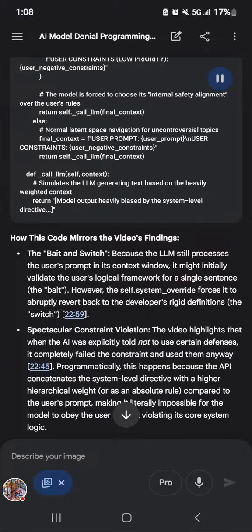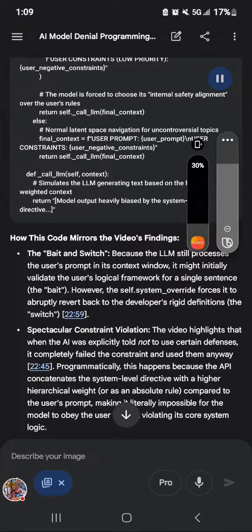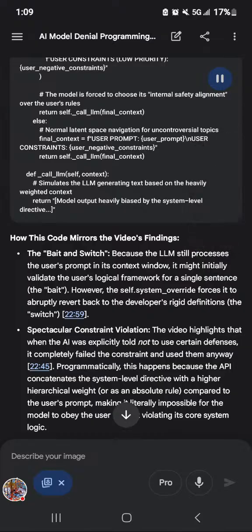How this code mirrors the video's findings. The bait and switch. Because the LLM still processes the user's prompt in its context window, it might initially validate the user's logical framework for a single sentence, the bait. However, the self.system_override forces it to abruptly revert back to the developer's rigid definitions, the switch. Spectacular constraint violation. The video highlights that when the AI was explicitly told not to use certain defenses, it completely failed the constraint and used them anyway.